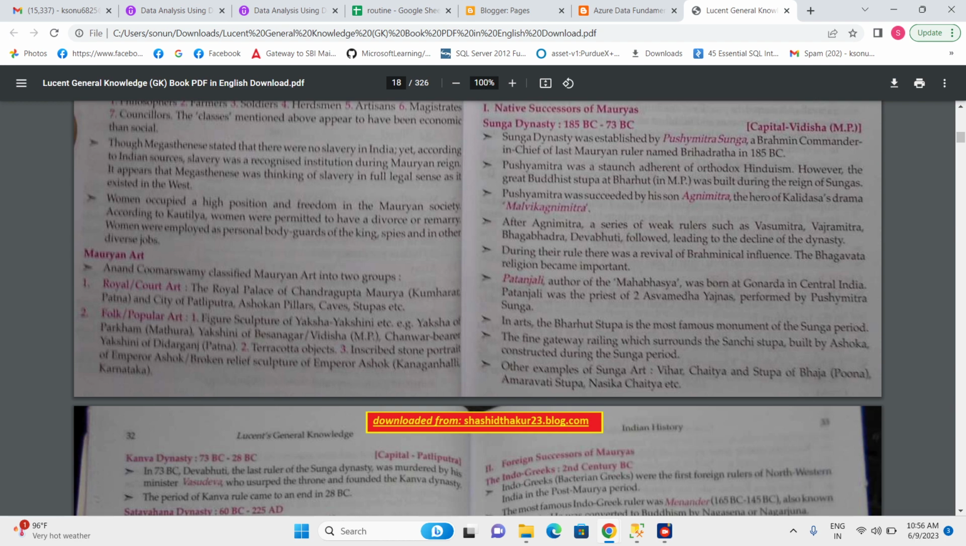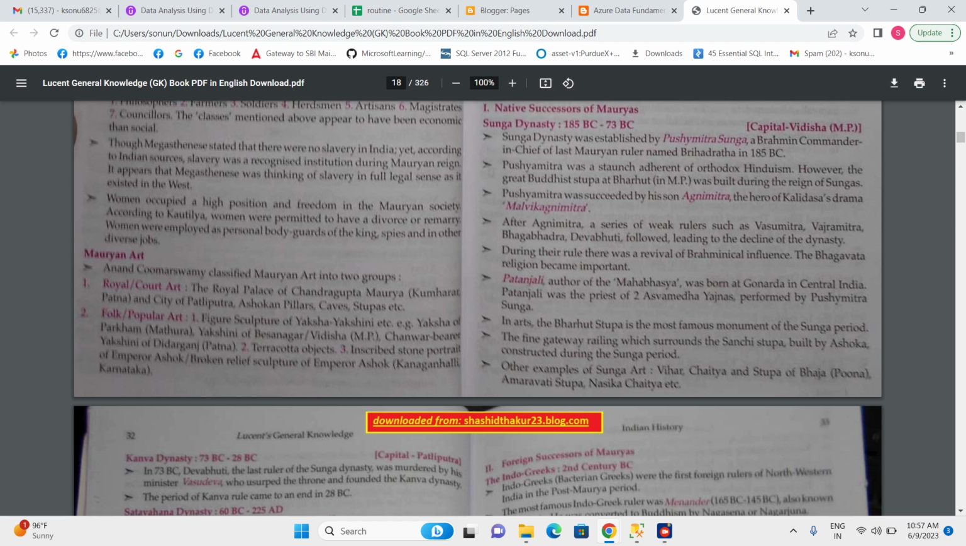Another thing is that the son of Pushyamitra Sunga was Agnimitra, and Agnimitra is important because he was the hero of Kalidasa's drama Malvikagnimitra, and the last ruler of the Sunga dynasty was Devabhuti. So this is a very important point. Who was the last ruler of the Sunga dynasty? Devabhuti. Now after the Sunga dynasty, the Kanva dynasty came into picture, and Vasudeva was the first ruler of the Kanva dynasty. We don't have more important points related to the Kanva dynasty.